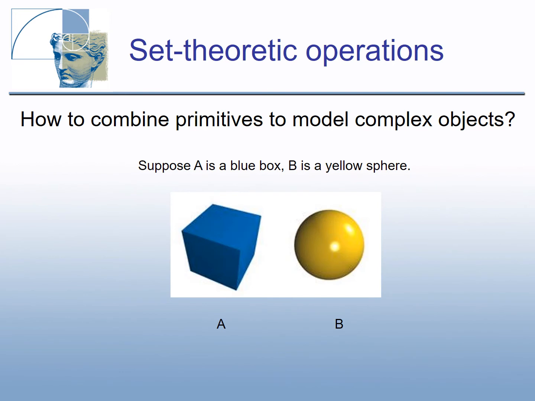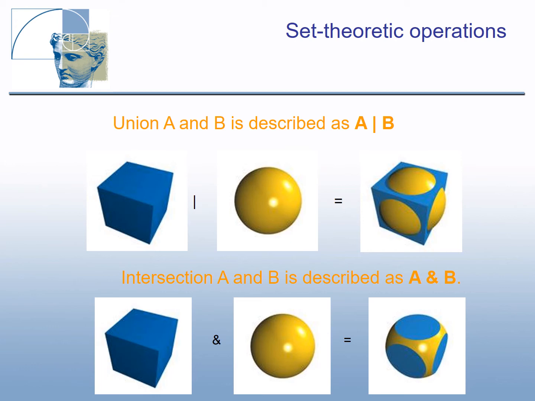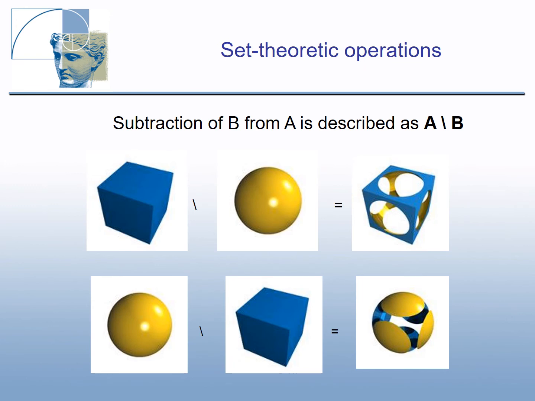Now let's consider operations for the combinations of the primitives. These operations are set-theoretic operations. Suppose primitive A is a blue box and primitive B is a yellow sphere. There are special symbols for the set-theoretic operations. The symbols for union and intersection operations are shown on this slide. Subtraction operation is described by the following symbol.